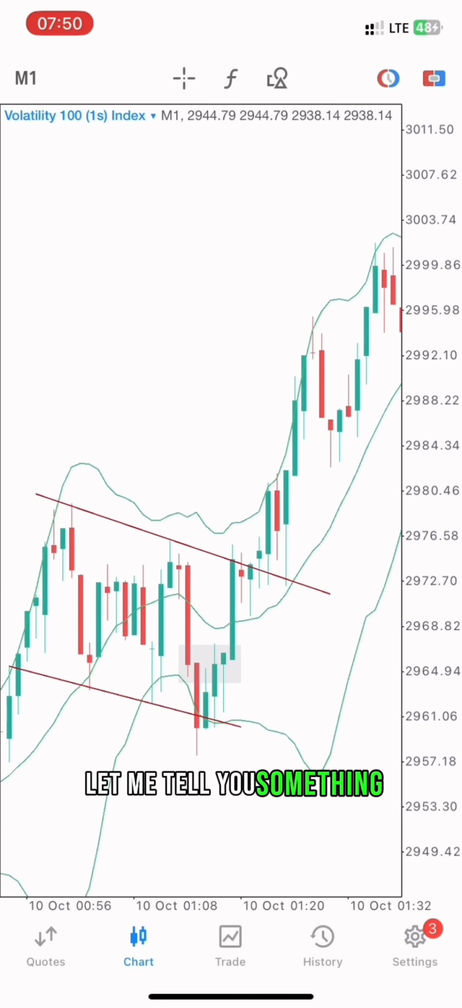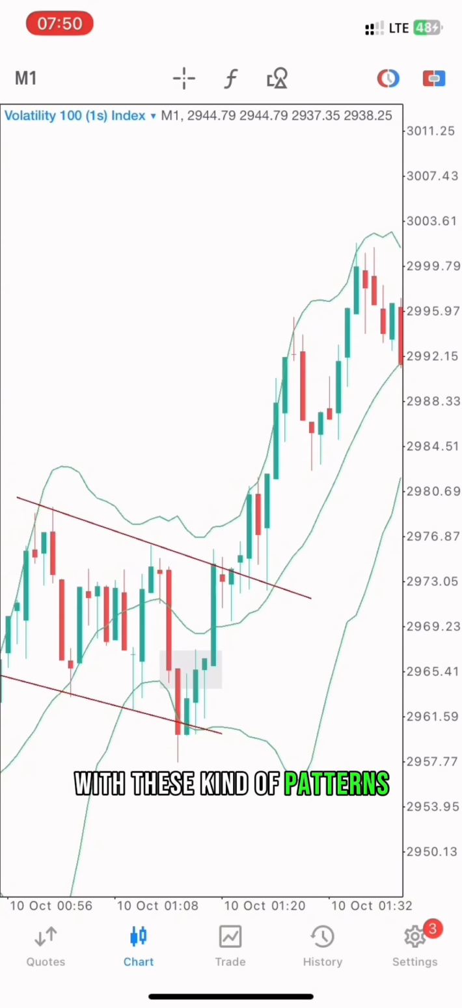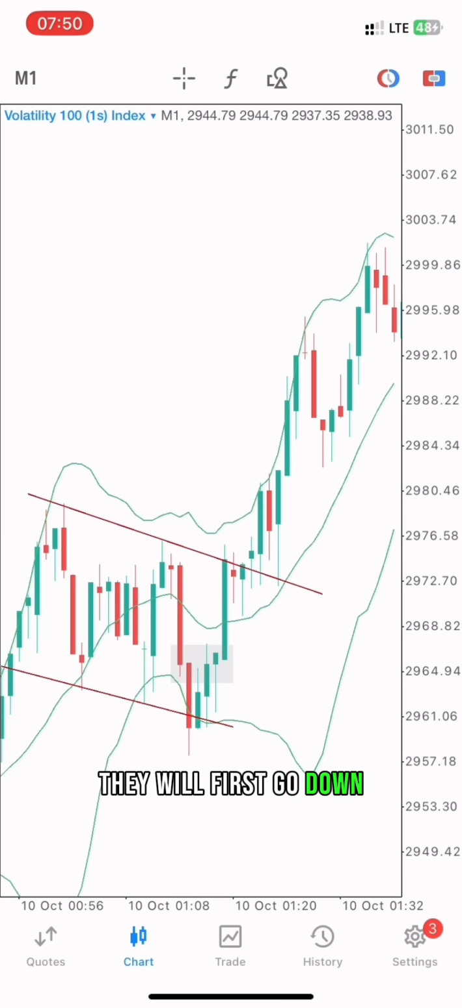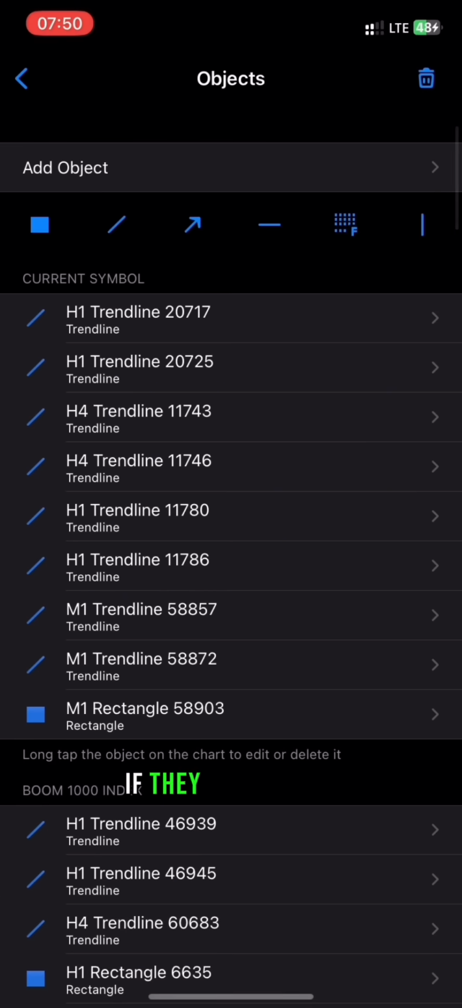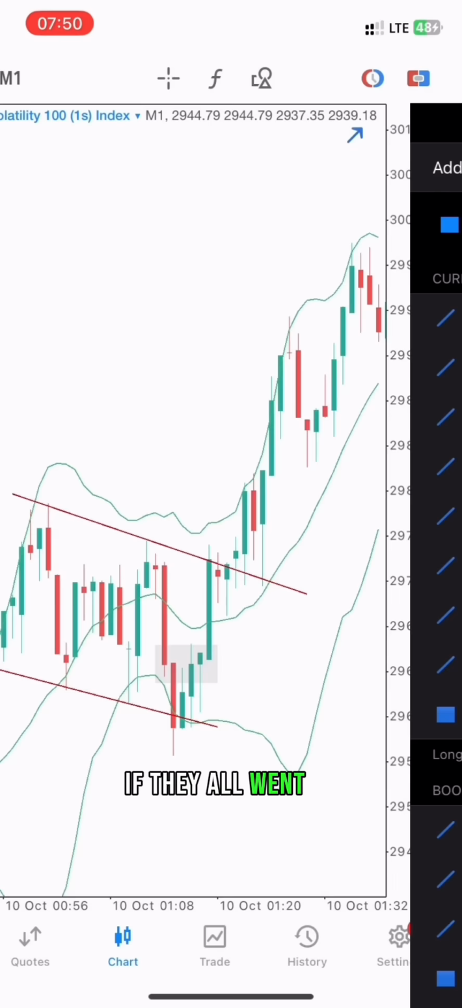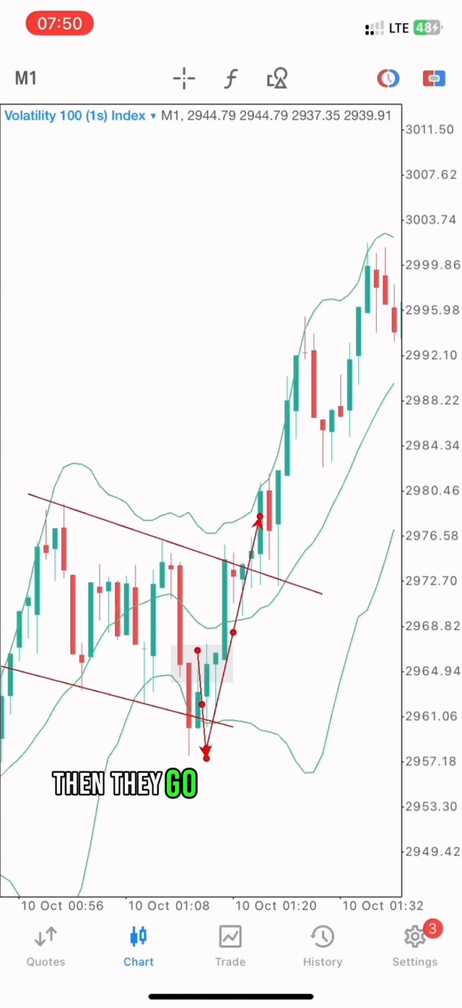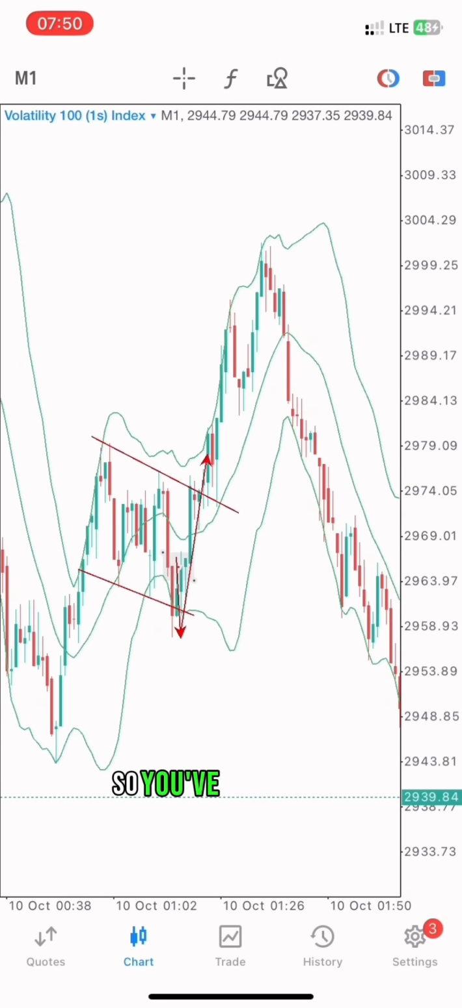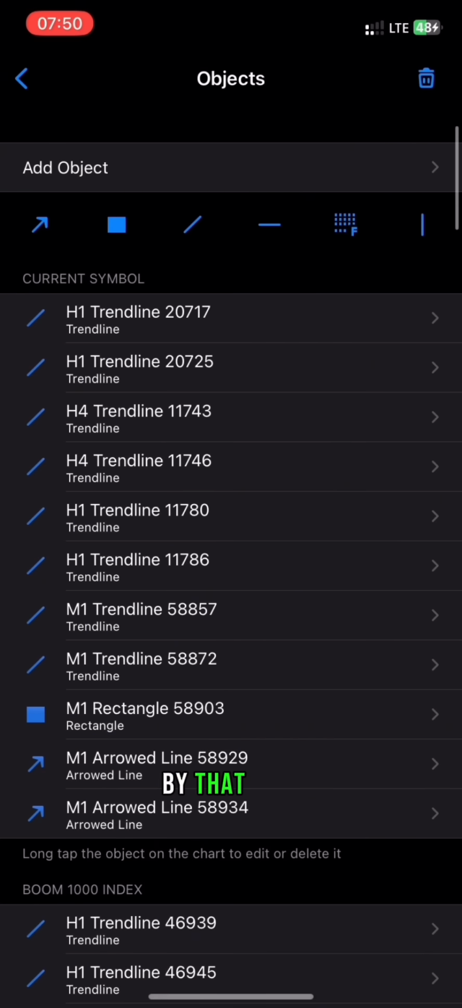Let me tell you something about these kinds of patterns. They'll first go down, then go up. Otherwise, if they all went up, we'd all be rich, don't you think? So they will first go down to hit the nearest stop losses of the early buyers, which is you, by the way. Then they'll hit your stop loss and then they'll go up. Well, you would have entered on full margin mode, so you've been blown by that time.